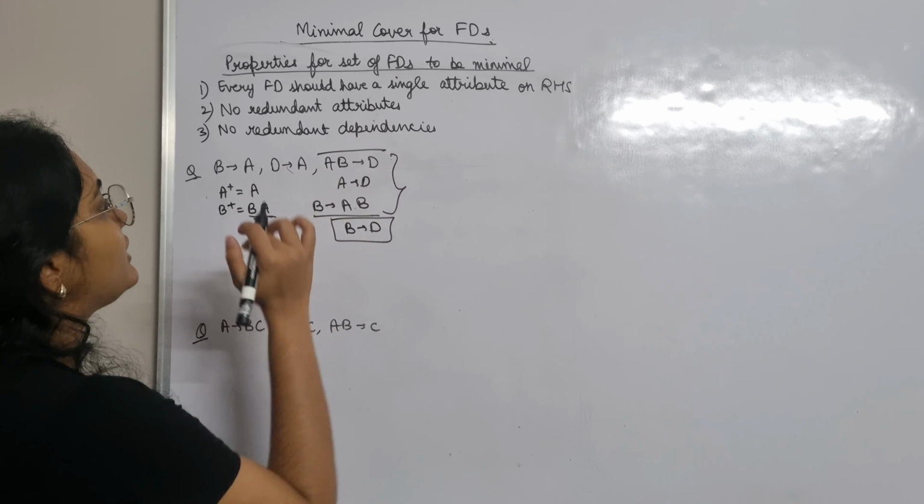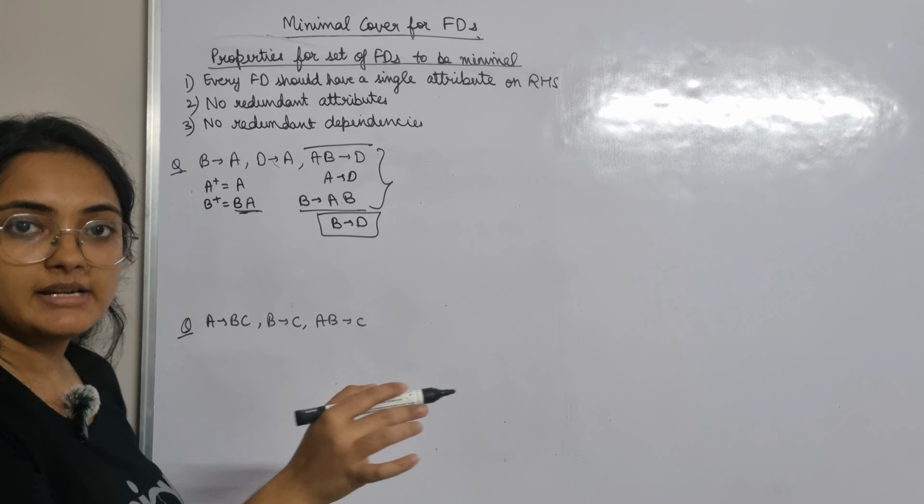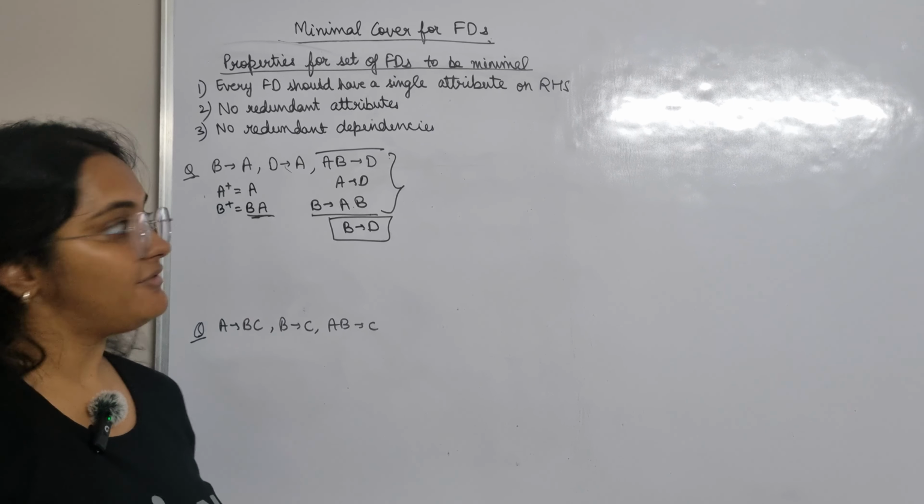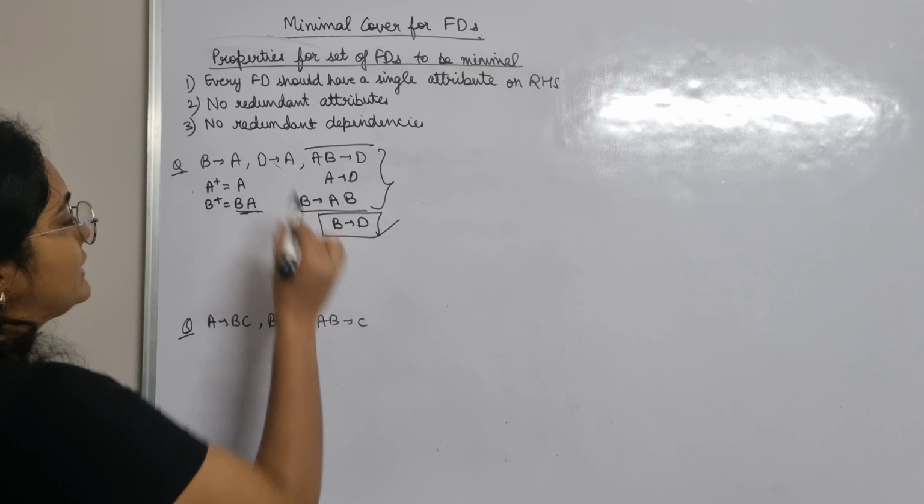So now there are no redundant attributes, no possibility of redundant attributes, because there are no additional functional dependencies that have two attributes on the left hand side. So this is how we reduce. The second step is done.